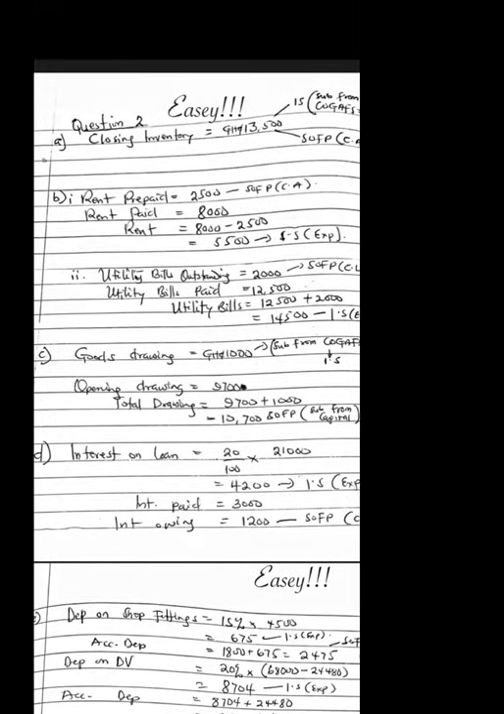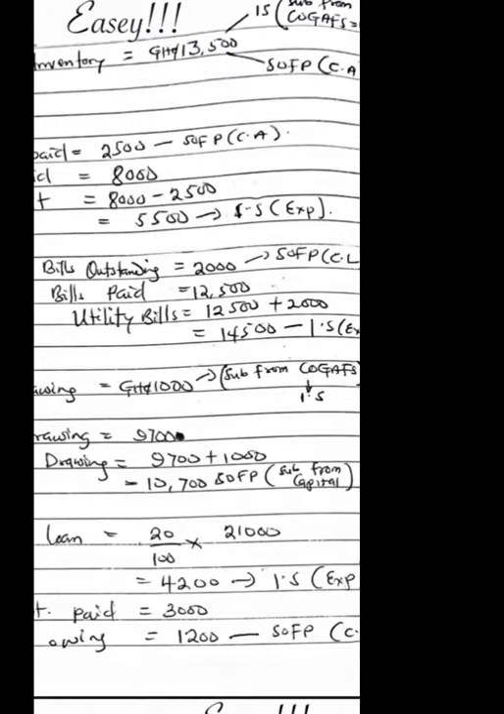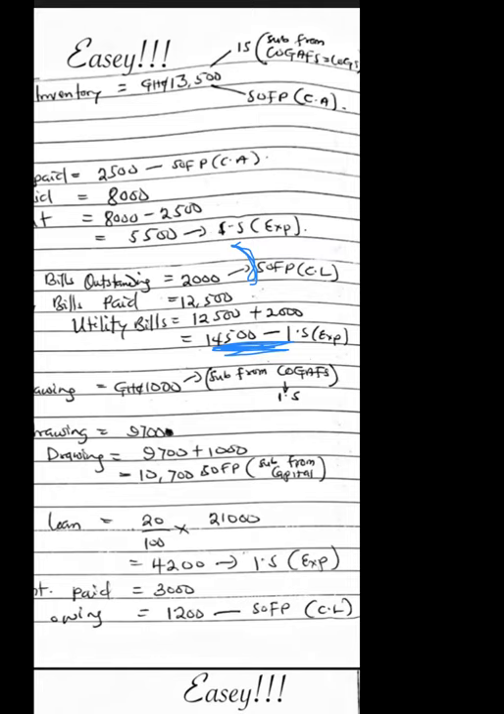And II, we have utility bills outstanding. Outstanding means owing or accrued or yet to be paid or in arrears. We have utility bills outstanding of 2,000. The amount outstanding will be treated as current liability in the SOSP. During the year, we paid 12,500, and at the end of the year we still have 2,000 to pay. So throughout the year, we used utility bills of 12,500 plus 2,000. The 2,000 will go to SOSP as current liability, and the 14,500, which is the summation of the amount paid and the amount owing, will go to income statement as an expense.